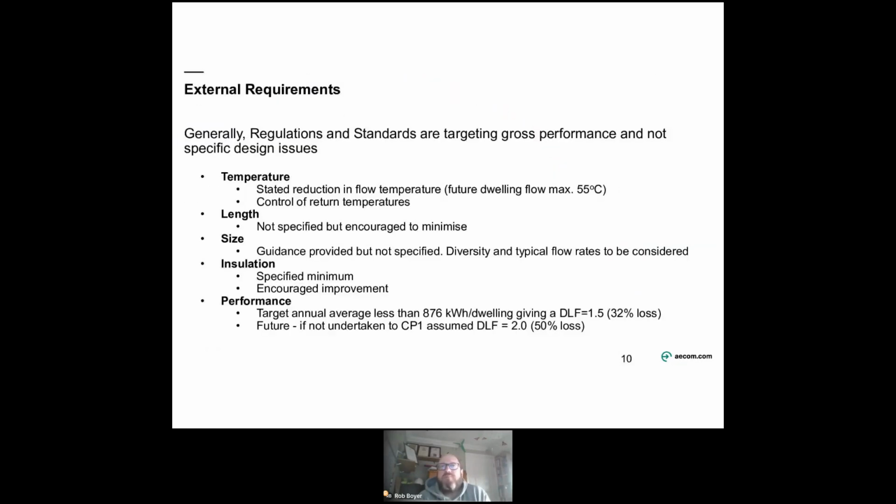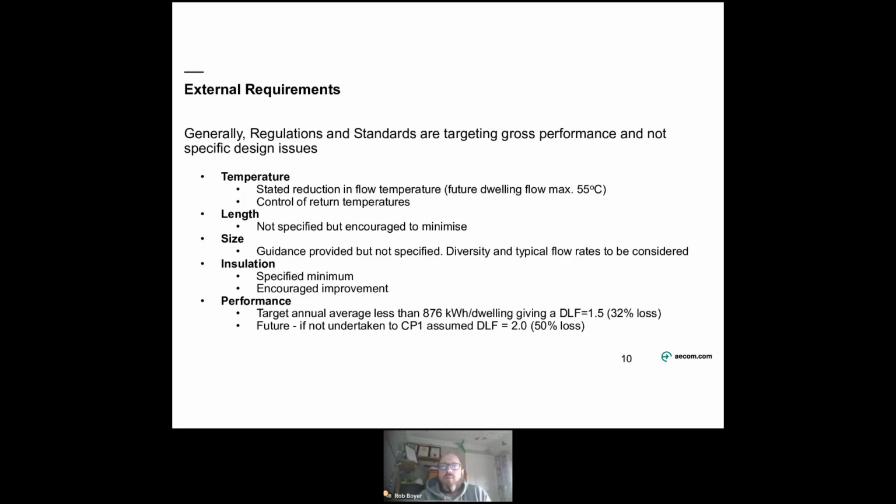So how do we design for reduced losses? Well, there are external requirements. I'm referring to obviously building regulations, and building regulations are being updated. There is guidance, of course, within CP1, which then cross-refers to other documents as well. But we are targeting gross performance, and the industry as a whole, I've always felt, focuses very much on components. We're now looking to system assessment.